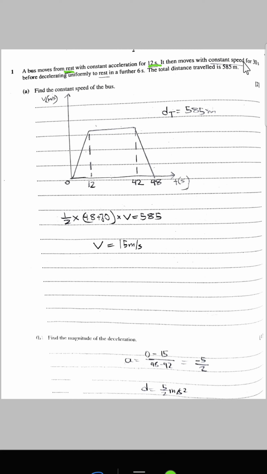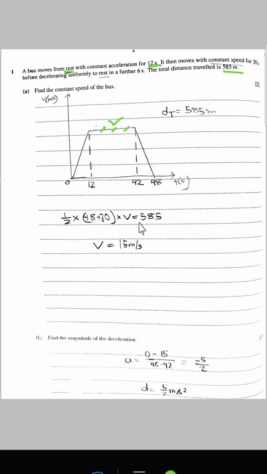It then moves with a constant speed for 30 seconds before decelerating uniformly to rest for a further 6 seconds. The total distance is 585 meters. Find the constant speed of the bus. So we need to find this constant speed, that is v.